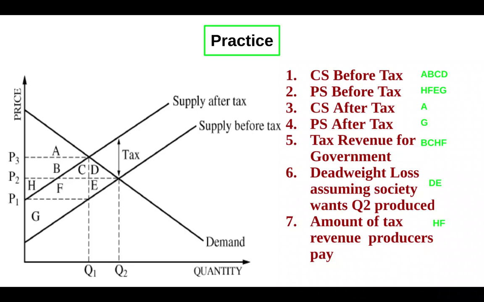All right, correct answers are on the screen here. Consumer surplus before the tax: A, B, C, D, so this entire area. And then producer surplus, this entire area here. Consumer surplus after the tax is A, producer surplus is G, and BCHF is the tax revenue, deadweight loss is DE, and tax revenue producers pay is HF, which is their part of this box.